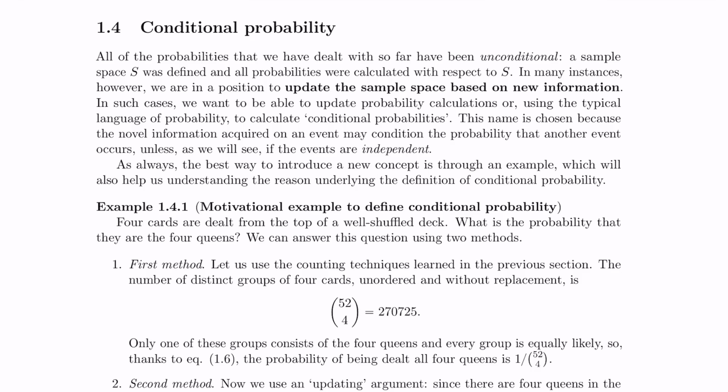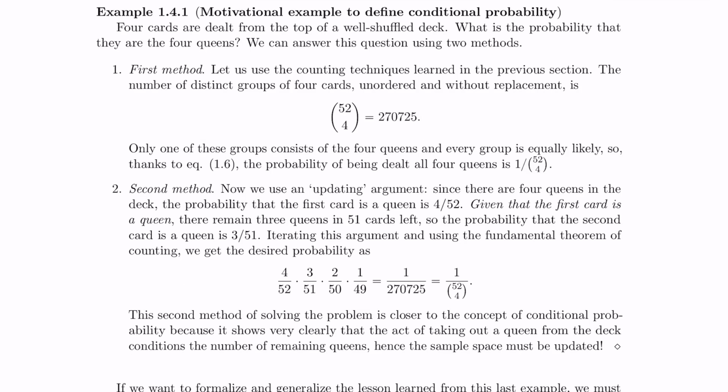As always, instead of giving you directly the abstract definition of conditional probability, I prefer to introduce it through a motivational example. Let's consider this situation. 4 cards are dealt from the top of a well-shuffled deck. What we want to know is what's the probability that these 4 cards are the 4 queens of the deck.